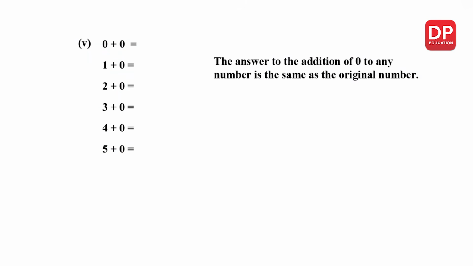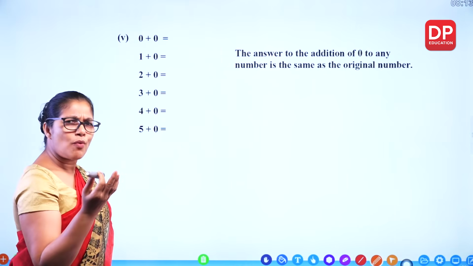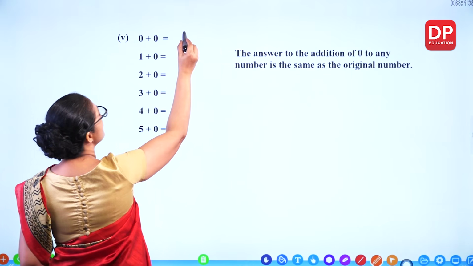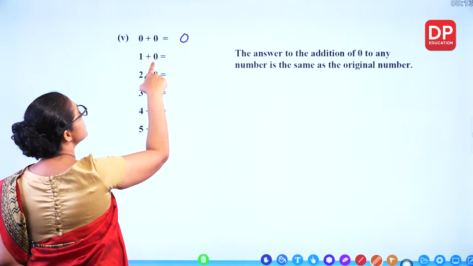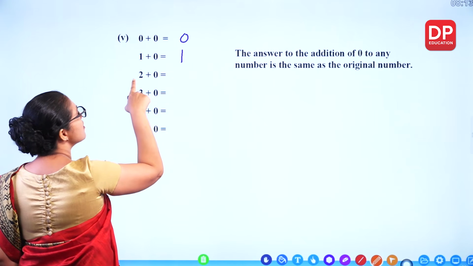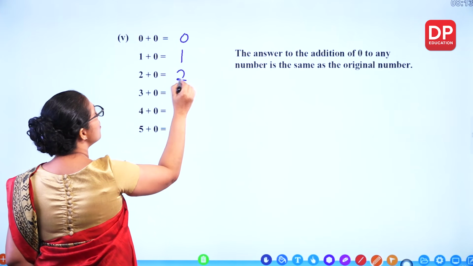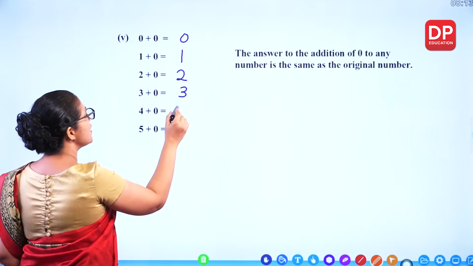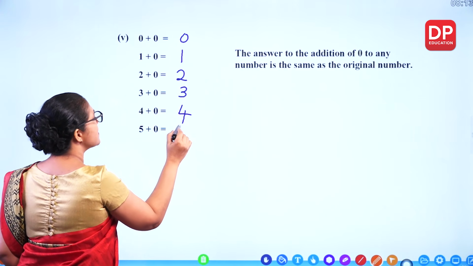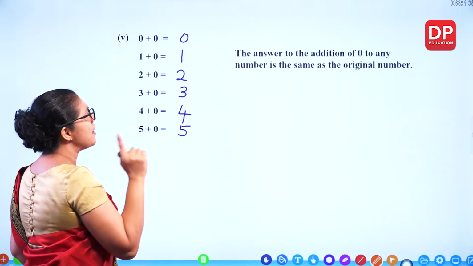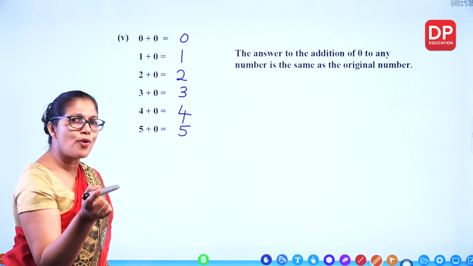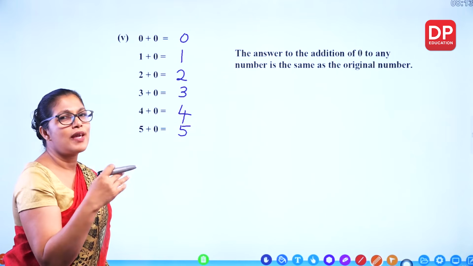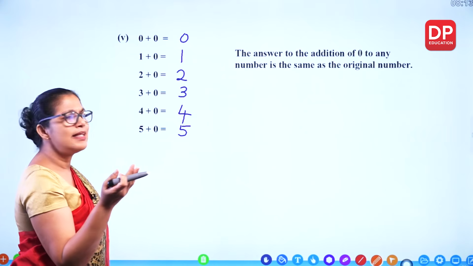Now we are adding zeros to any digit. What happens? 0 plus 0, 0. 1 plus 0, you get 1. 2 plus 0, 2. 3 plus 0 is 3. 4 plus 0 is 4. And 5 plus 0 is 5. So that means when you add 0 to any number, you get the same original number.